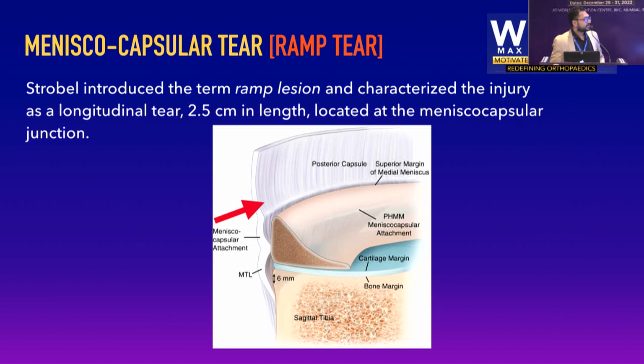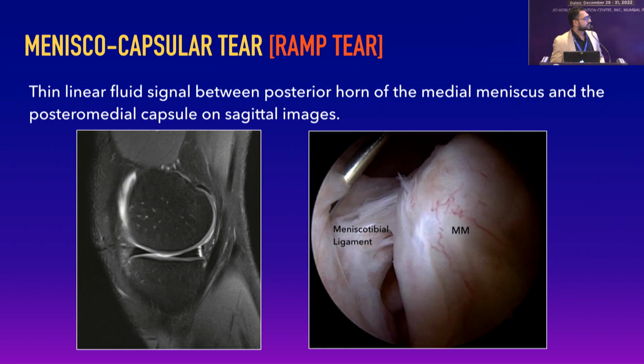Then comes the ramp tear. So particularly Strobel introduced the term called the ramp tear. This is just a meniscocapsular separation. You can see this is the meniscus, and the capsule is attached to that meniscus. This is particularly important for the medial meniscus.